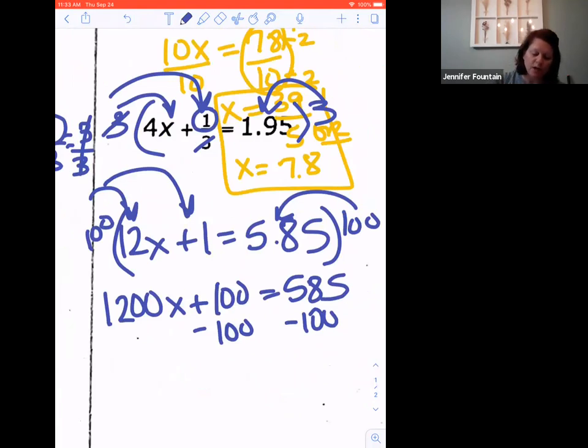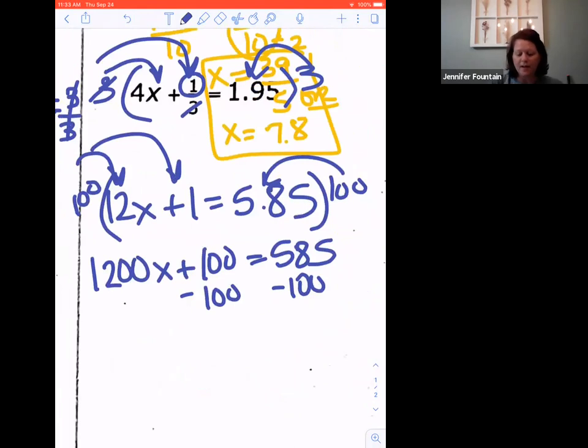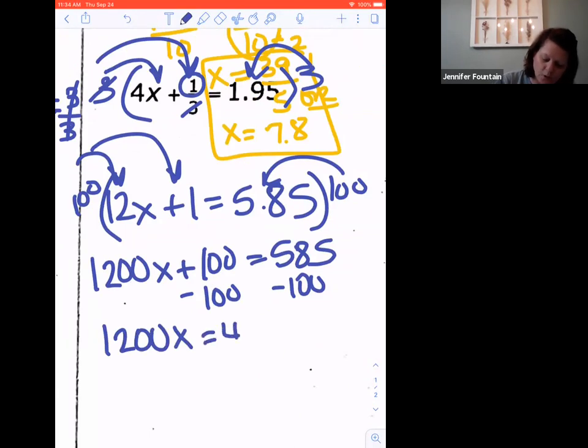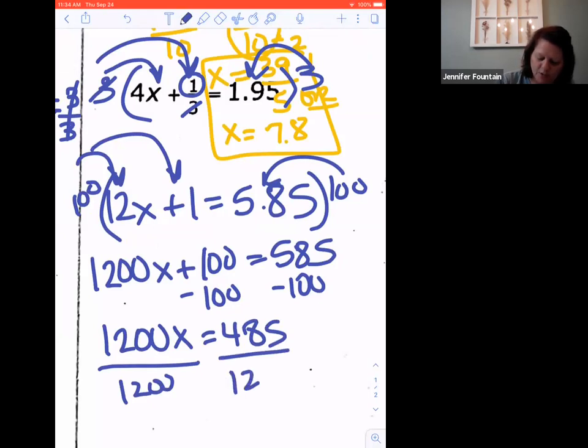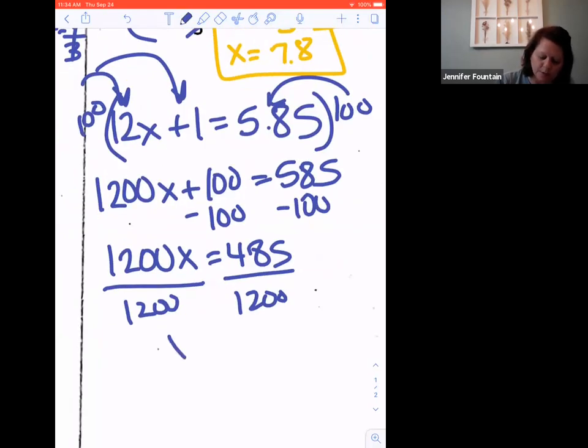Okay, so we have 1200x plus 100 equals 585. So we're subtracting 100 from each side. So we have 1200x is equal to 485. Divide by 1200, divide by 1200. We've got some really big numbers. So again, I can leave it as a fraction in simplest form. So that would mean, let's see, I'm going to have to divide, let's see.